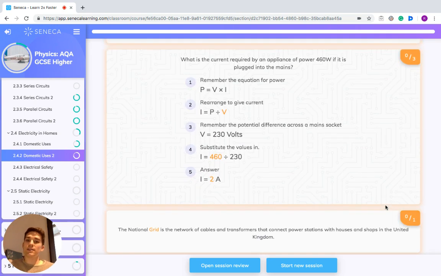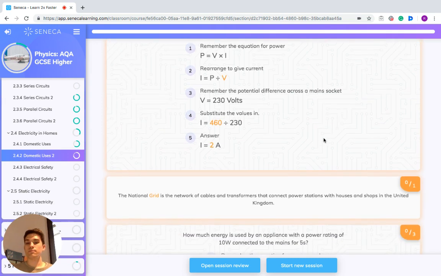So let's have another look at an example. Say this time we have an appliance that has a power of 690 watts, and it's plugged into the mains. What is the current required by the appliance? Remember, power equals voltage times current. So current equals power divided by voltage. And voltage is 230 because it's plugged into the mains in the UK. So we can substitute in the values we've got: 690 divided by 230, which will give us a current of 3 amps.